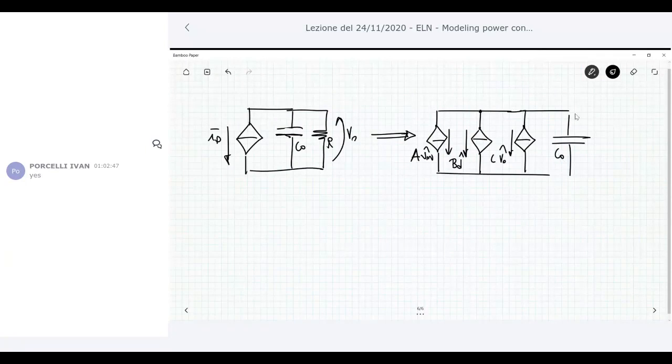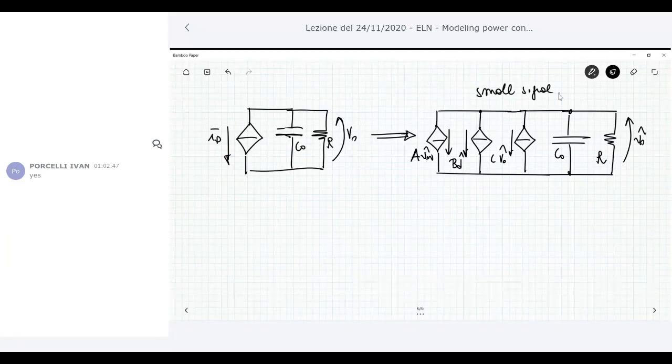C naught and R. Now this variable is the small signal quantity V naught. Okay, so this is the small signal. So this circuit is time invariant and also linear because we linearize it. We have ID and then this summation.